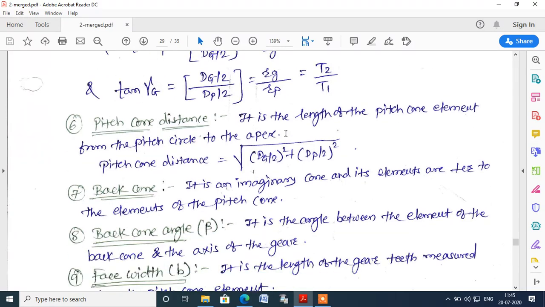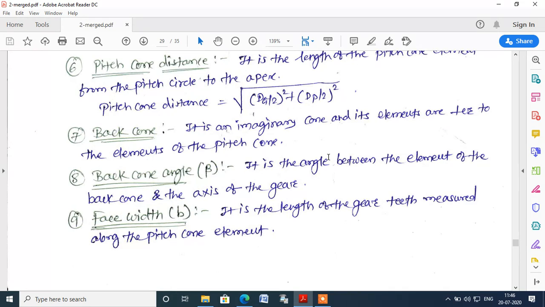Next, pitch cone distance. It is the length of the pitch cone element from the pitch circle to the apex. So pitch cone distance equals under root of (Dg by 2) squared plus (Dp by 2) squared. Now back cone. Back cone is an imaginary cone whose elements are perpendicular to the elements of the pitch cone. Back cone angle, that is beta, is the angle between the element of the back cone and the axis of the gear.